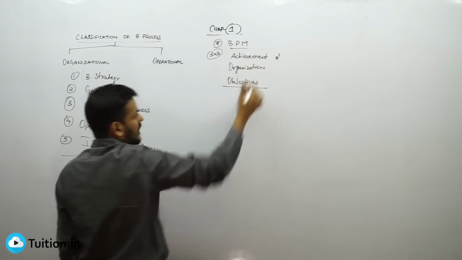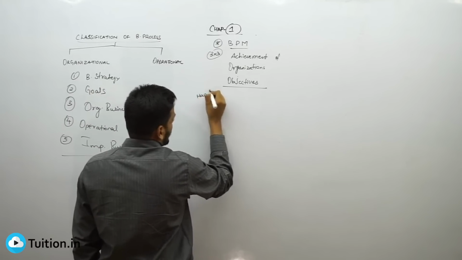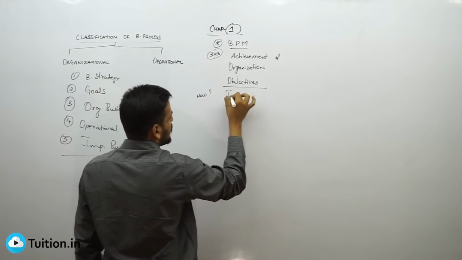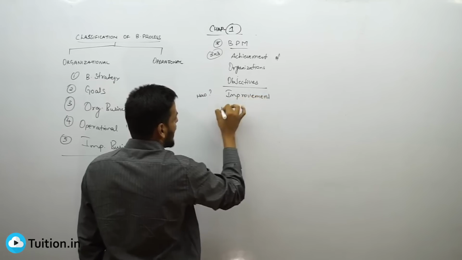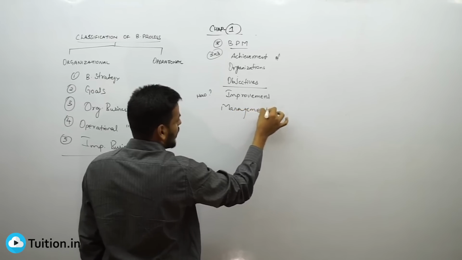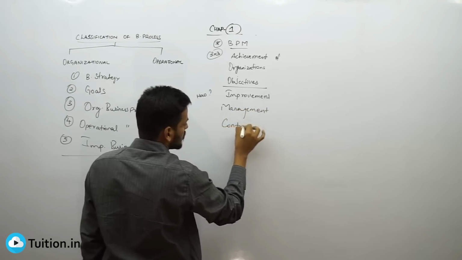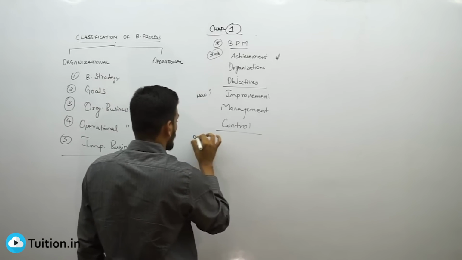So achievement of organization's objectives, how? The question is how? Through three activities: improvement, management, and control. Improvement, management, control. The next question is, of what?